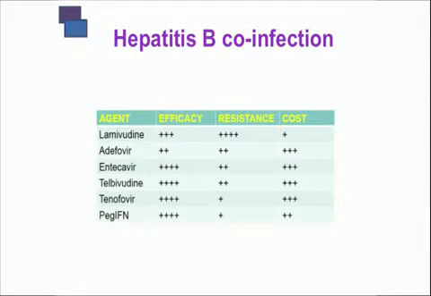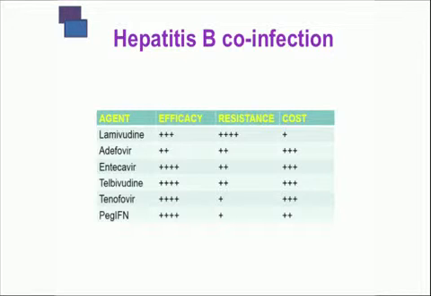Regarding efficacy, if you look, for example, at the very recent guidelines published in March this year regarding hepatitis B monoinfection, there are only 3 drugs in first line: entecavir, tenofovir, and pegylated interferon. And as you can see here, the efficacy is similar.